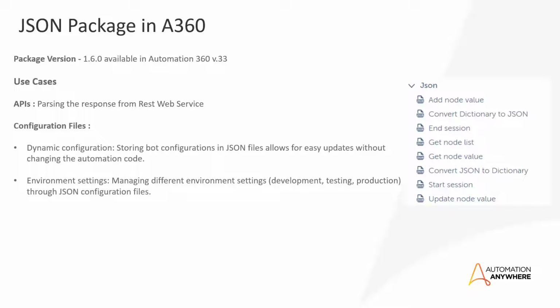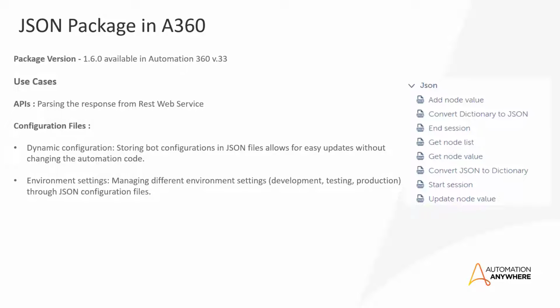And the second common use case is configuration files. Consider if you are building a bot and you want to store some configuration details in a file. If it is changing and you want to update based on the business scenarios, you can go for JSON, where you will just update the key value pairs in the config file without touching the bot. So basically, no need to make any code changes. Bot can dynamically pick the values from the configuration file.